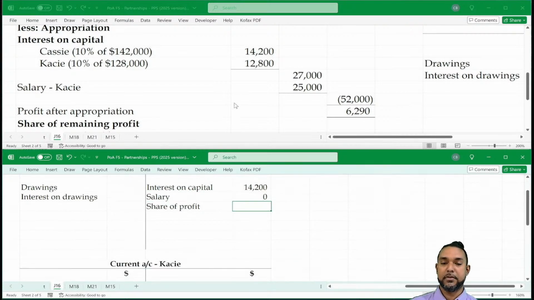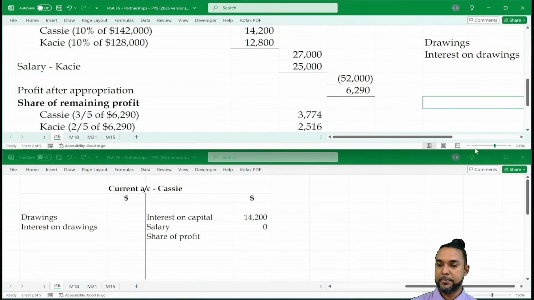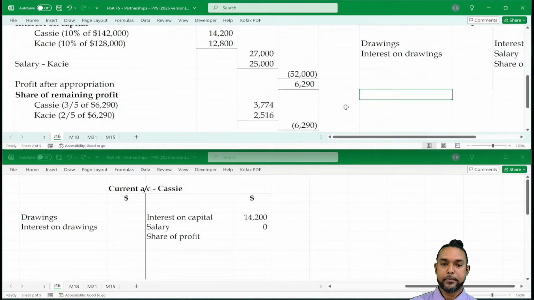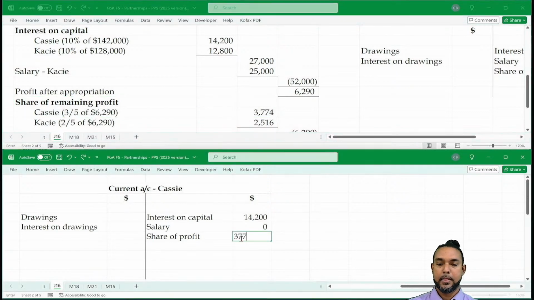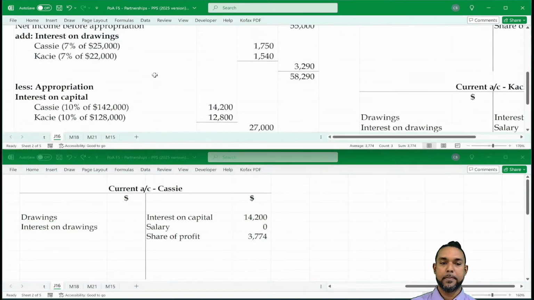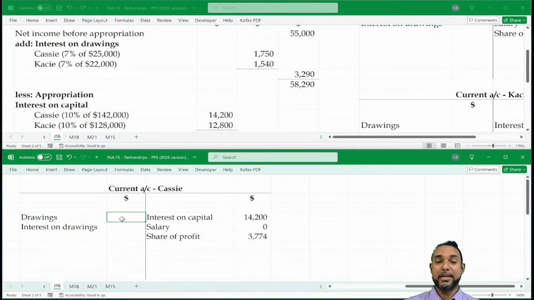Now the share of profit, if we scroll down to see the share of profit, can I zoom out a little bit here? Yeah. So for Cassie, her share of profit is 37.74. Okay, cool. Now for the drawings, we can scroll up a little bit. The interest on drawings is 7% and the drawings is 25,000. 25,000 there. And the 7% is 1750.